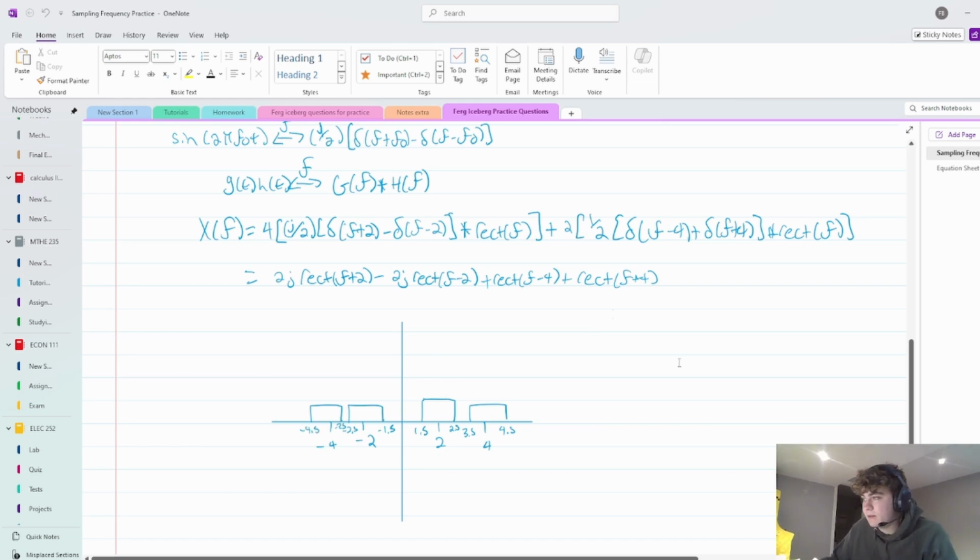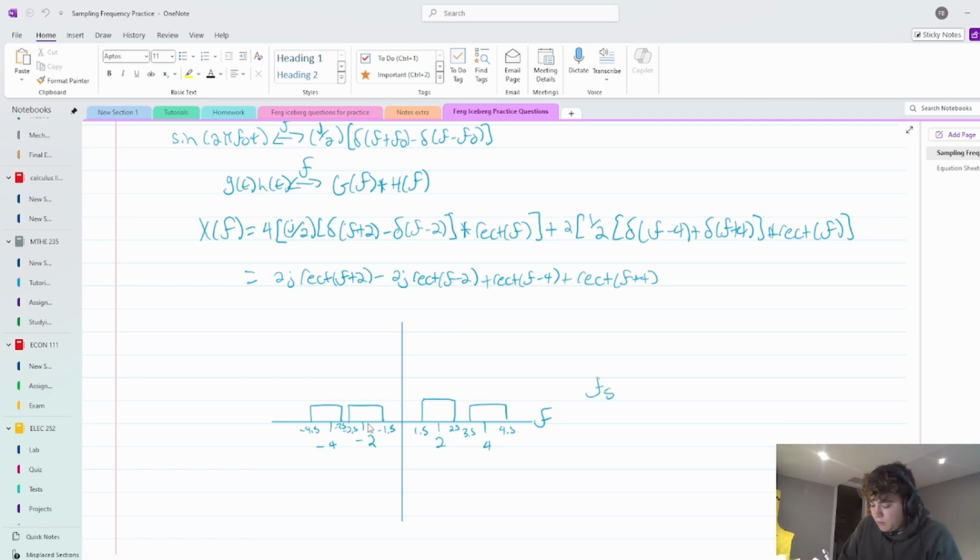So you're left with these rectangles. Again, the height of these doesn't really matter. We're looking at the x-axis, which is the frequency. And looking at the x-axis, you can tell that the maximum frequency is going to be 4.5 or -4.5. So if we're taking the sampling frequency, it has to be more than 2 times the absolute value of f max. We're going to get the sampling frequency is more than 2 times 4.5. So we end up with the sampling frequency is more than 9.